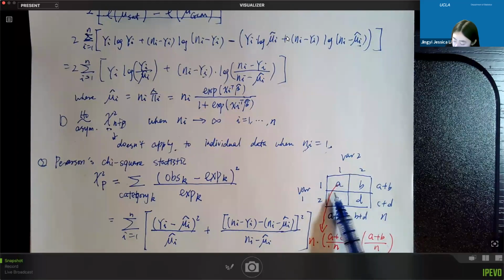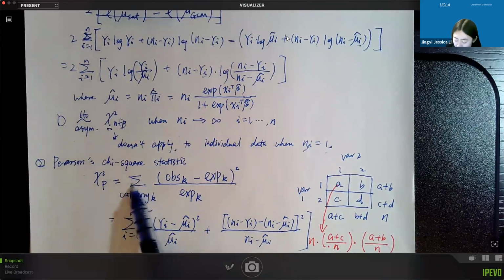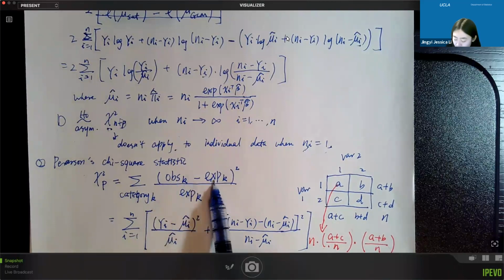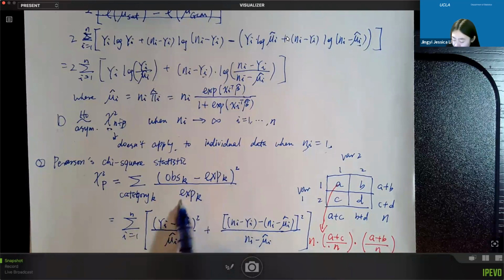So basically, we have an observed count as our data. We calculate the expected count based on this independence assumption, and we assess the difference between observed count and expected count. That gives us the Pearson's chi-square statistic. It's defined as a summation over the categories. For each category K, we take its observed value minus the expected value under our model assumption, square the difference, and divide it by the expected count as a kind of normalization.